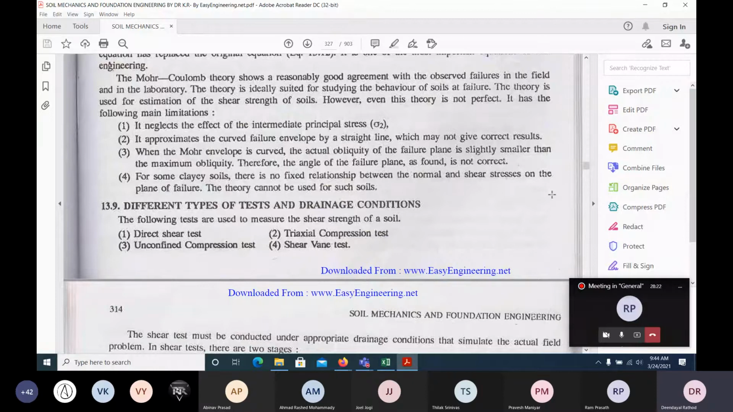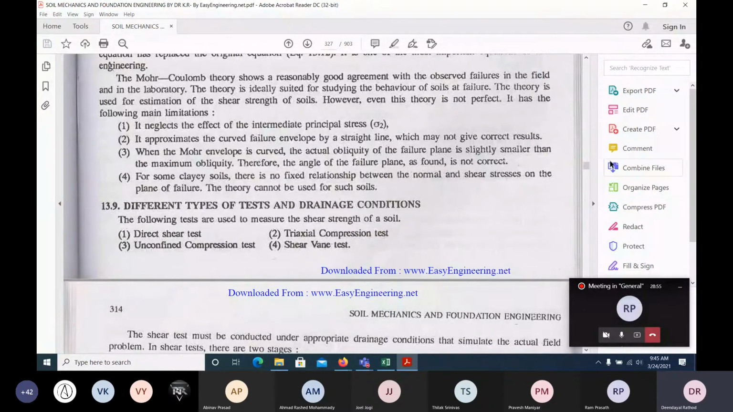So when you come to the laboratory, maybe next semester or I don't know, now, you will be having a laboratory. There we use the direct shear method. Direct shear test, triaxial compression test, unconfined compression test, and the vane shear test. So these are the methods we use for finding the shear strength of a soil. Now what we'll see today is only the direct shear.